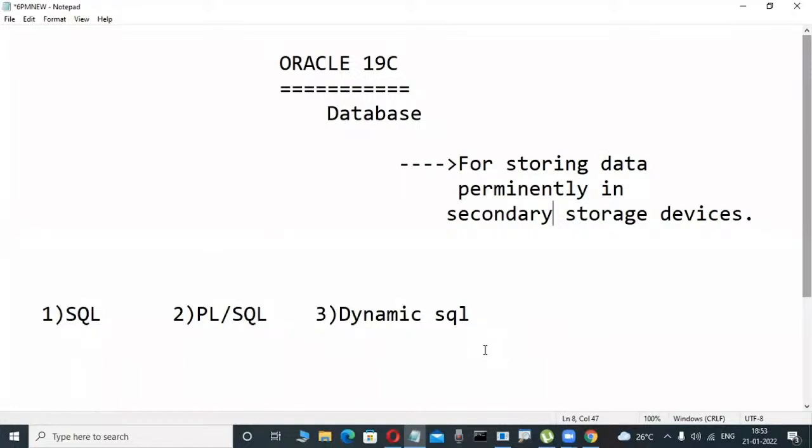ETL developers always need subqueries, joins, materialized views, indexes, partitions, some concepts are required. OLAP features like rank, dense rank, and analytical functions like lag and lead, some analytical functions only, some knowledge is required. And PL/SQL stored procedures.